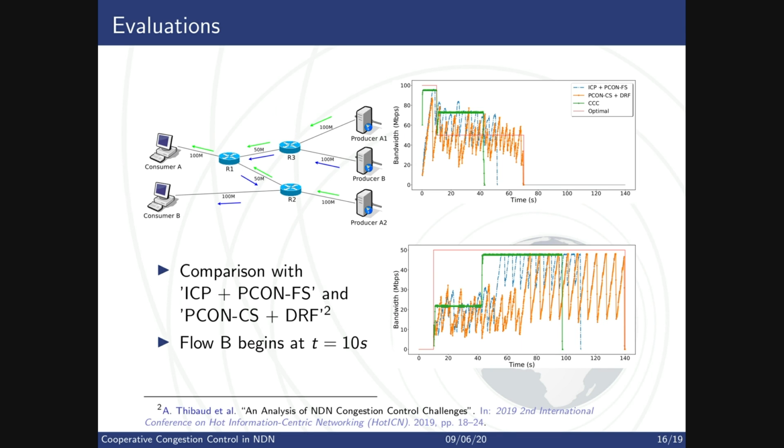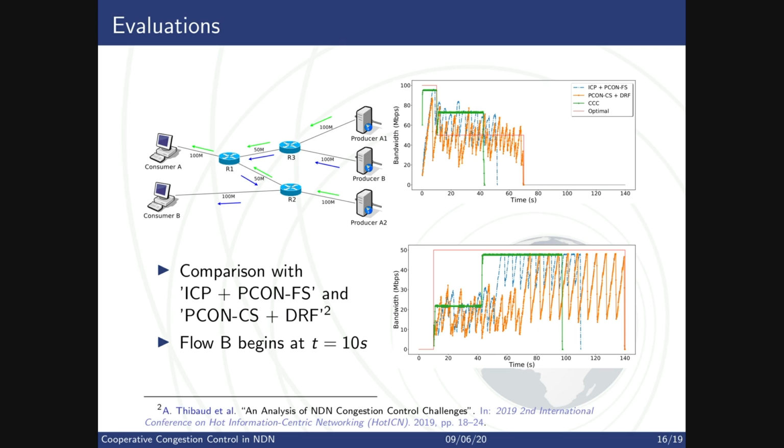For the evaluation, we use the topology I presented to you for the modelization example. We compare our solution with the optimal solution found in this section and with two couples of existing solutions that we chose in our previous paper. They both combine an end-to-end congestion control solution and a forwarding strategy to use multiple paths. We use ndnSIM to conduct our simulation. Consumer A begins at t equals 0 seconds, while consumer B begins at t equals 10 seconds. Thus, at 10 seconds, both flows cohabit and use the network concurrently.